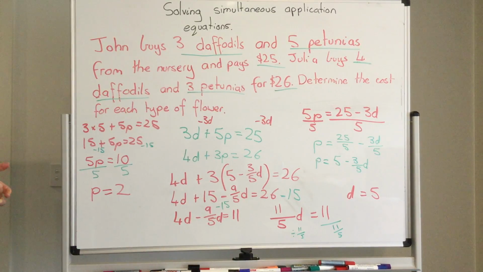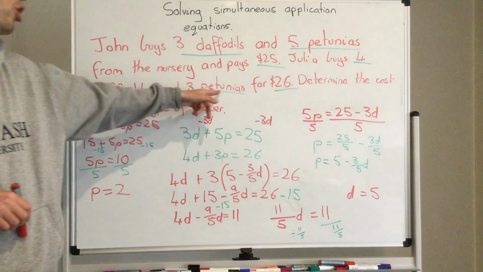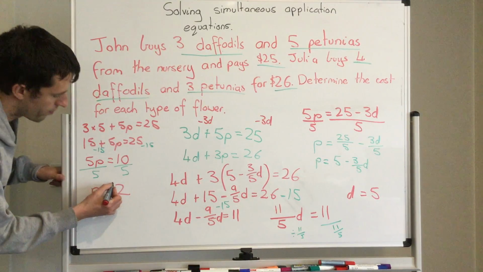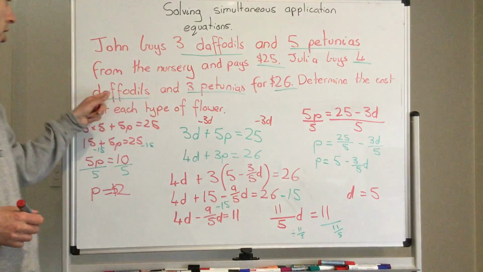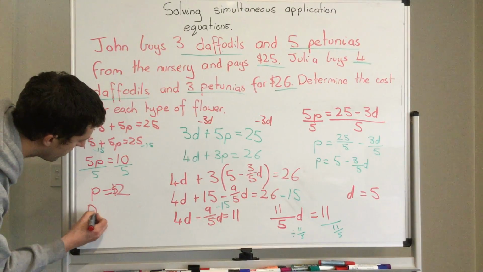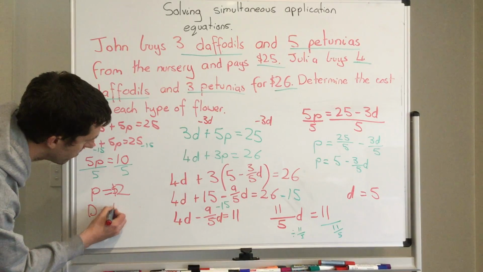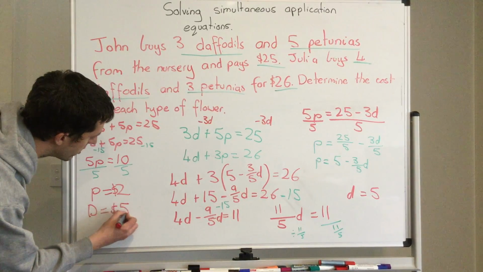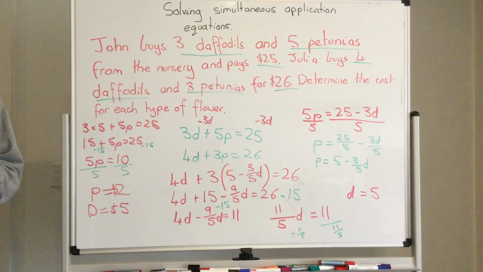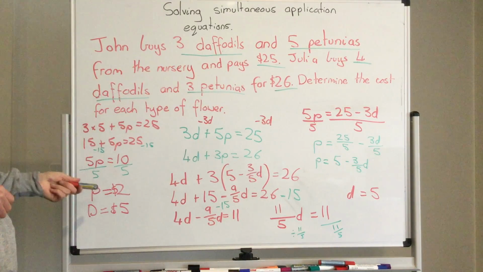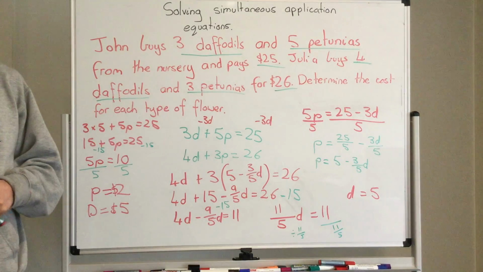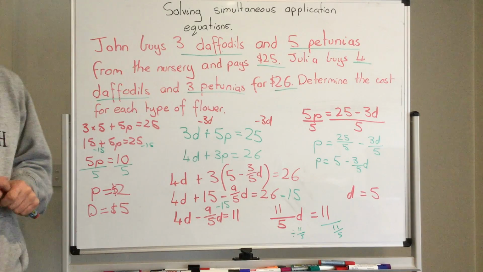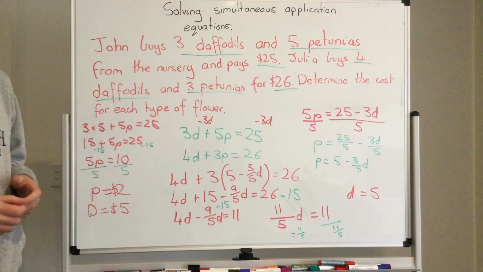So P equals 2. That means the petunias cost $2. And I also know the daffodils, which is D, cost $5. Really hope that helps you understand how to solve simultaneous equations and apply our understanding.